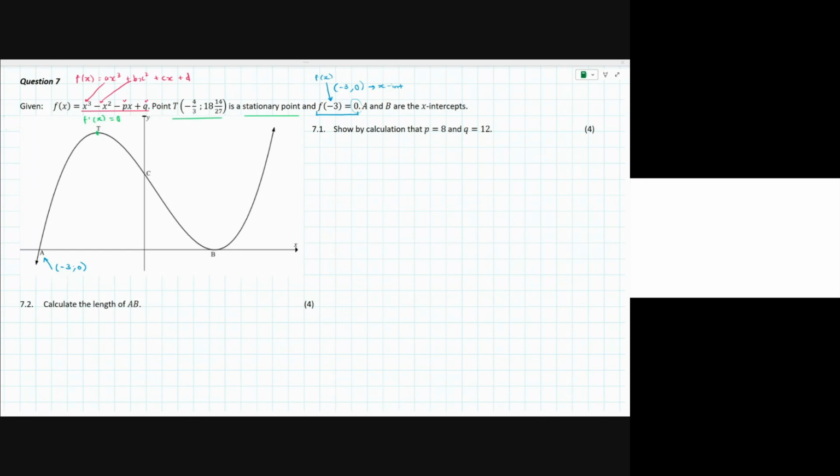Option 2 is if you've been given a turning point and if you have then been given some other piece of information. Now, in this case, we've been given the turning point and some other piece of information. Now, unfortunately for us, it often does mean that we're going to work with some nasty values. It just is the reality, unfortunately.